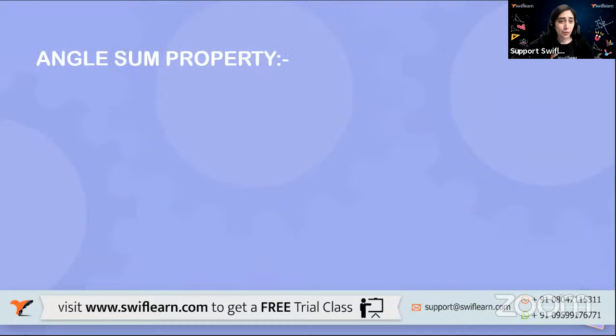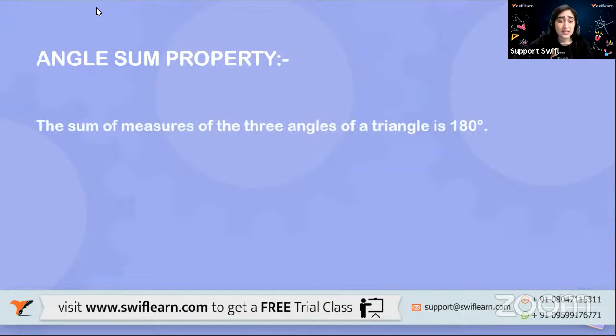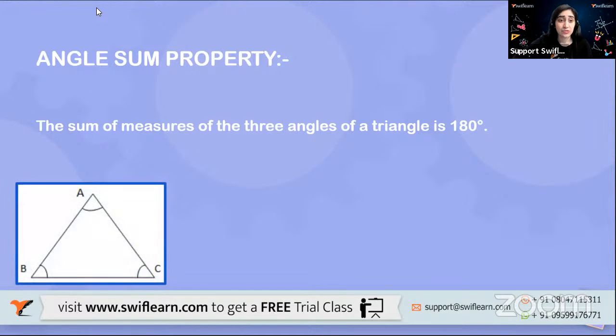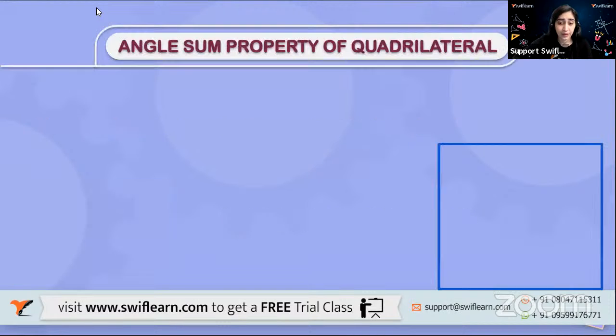All right. So now moving on to the new concept, the angle sum property. What is the angle sum property? Till now, we all know what angles are, right? So the angle sum property says the sum of the three angles of a triangle is 180 degrees. In triangle ABC, if I add angle A with angle B and angle C, the sum will come out to be 180 degrees. All right.